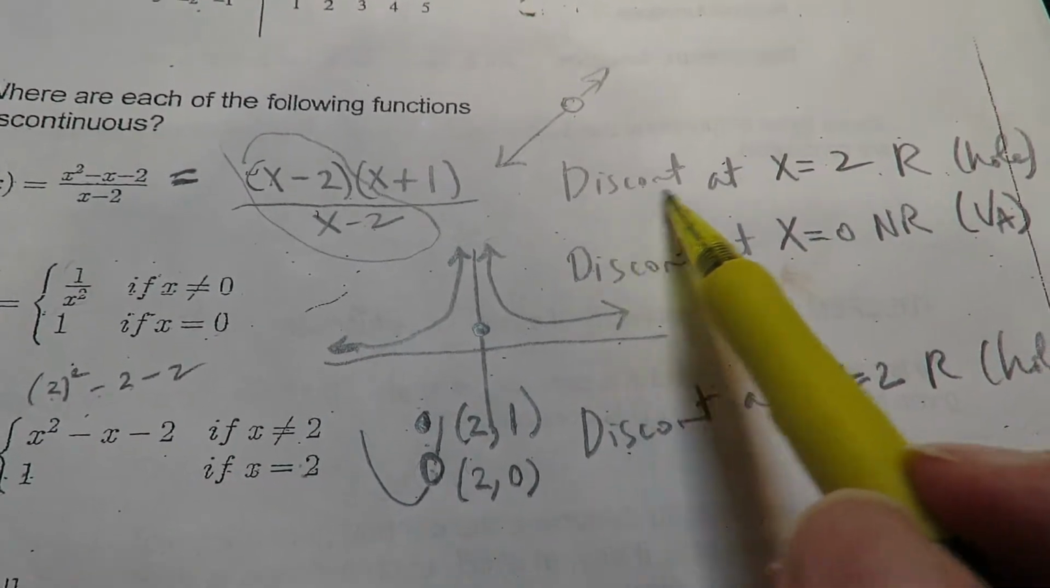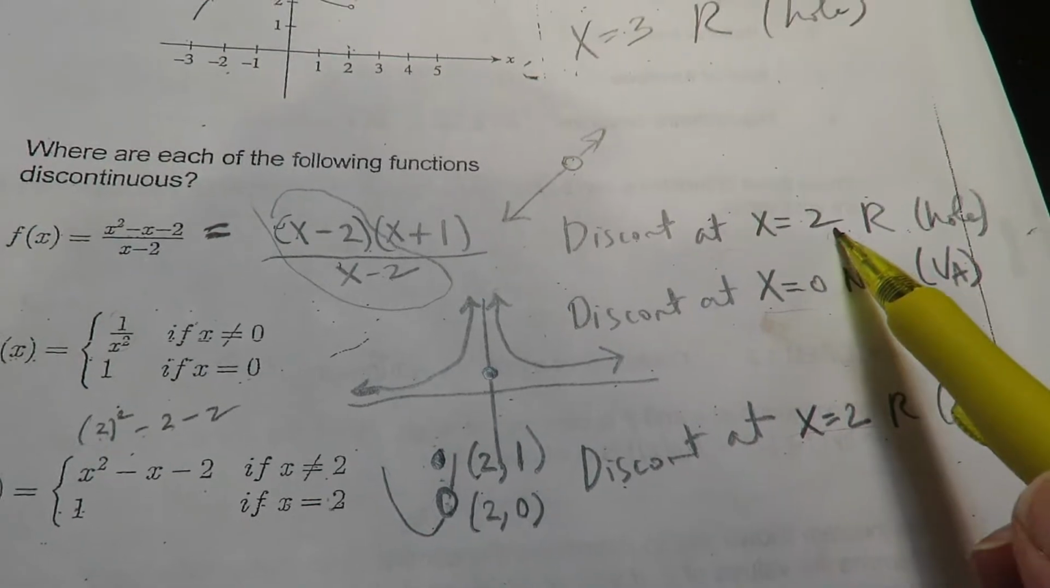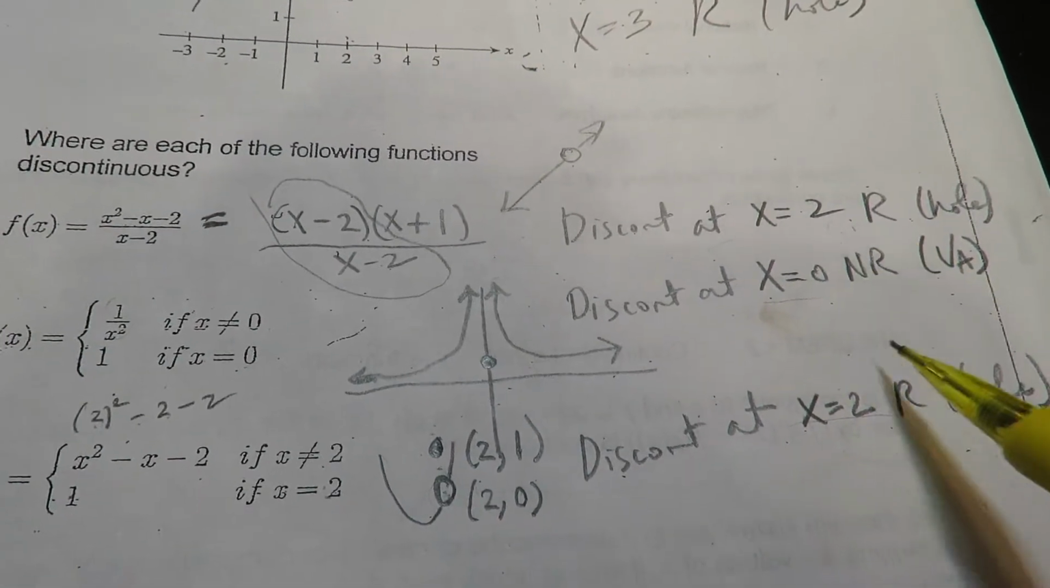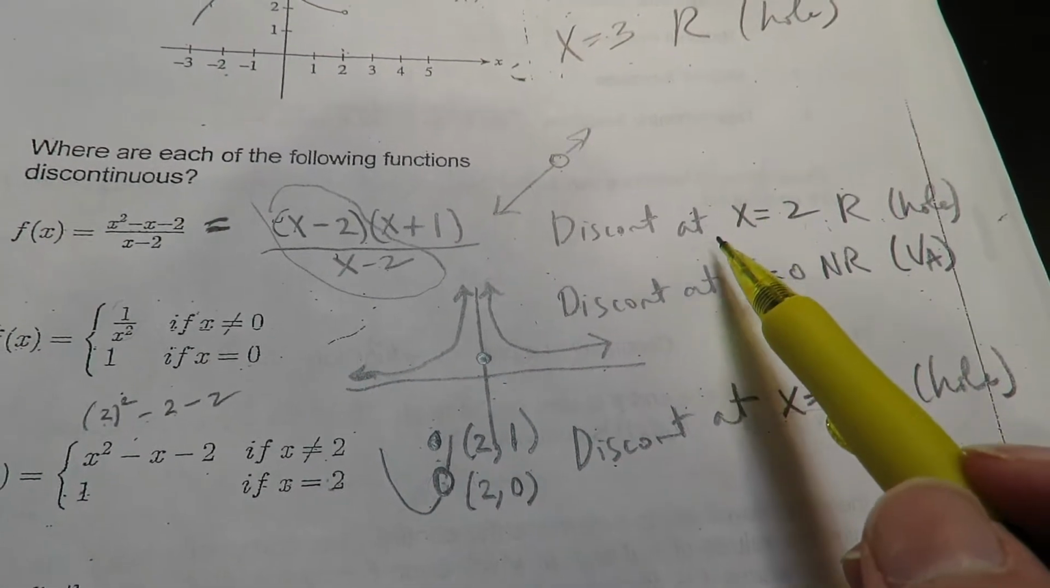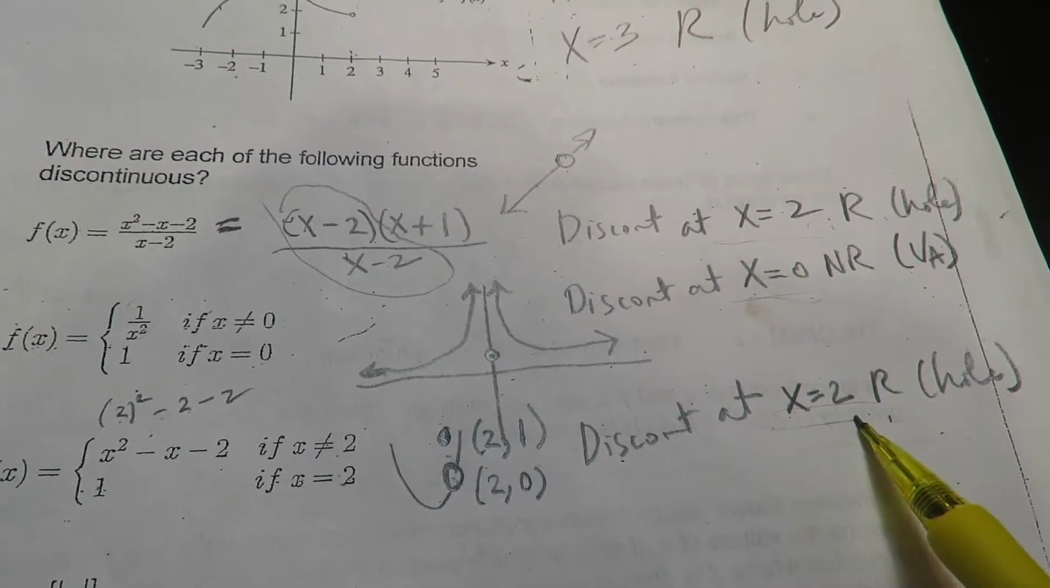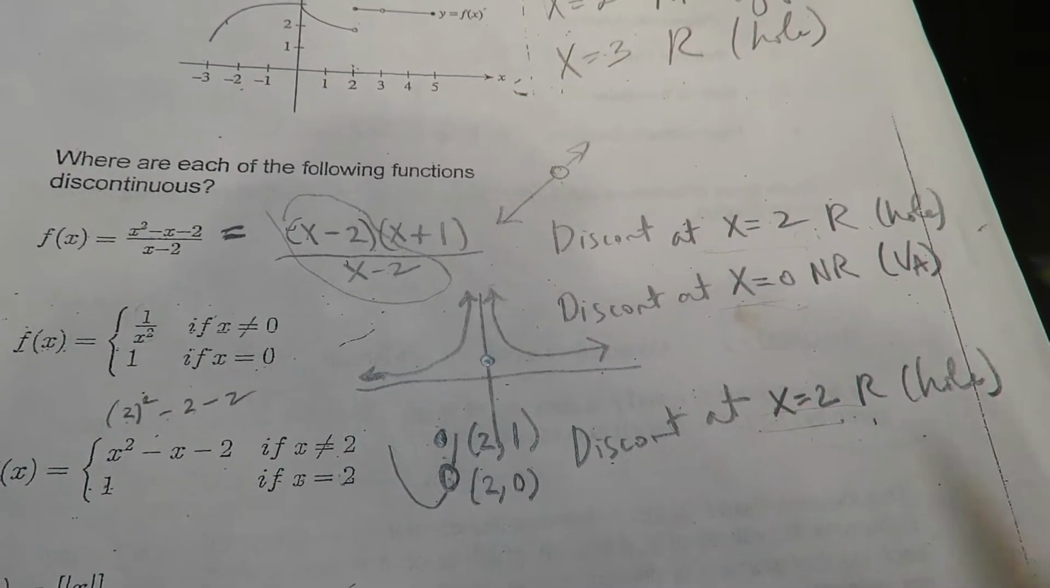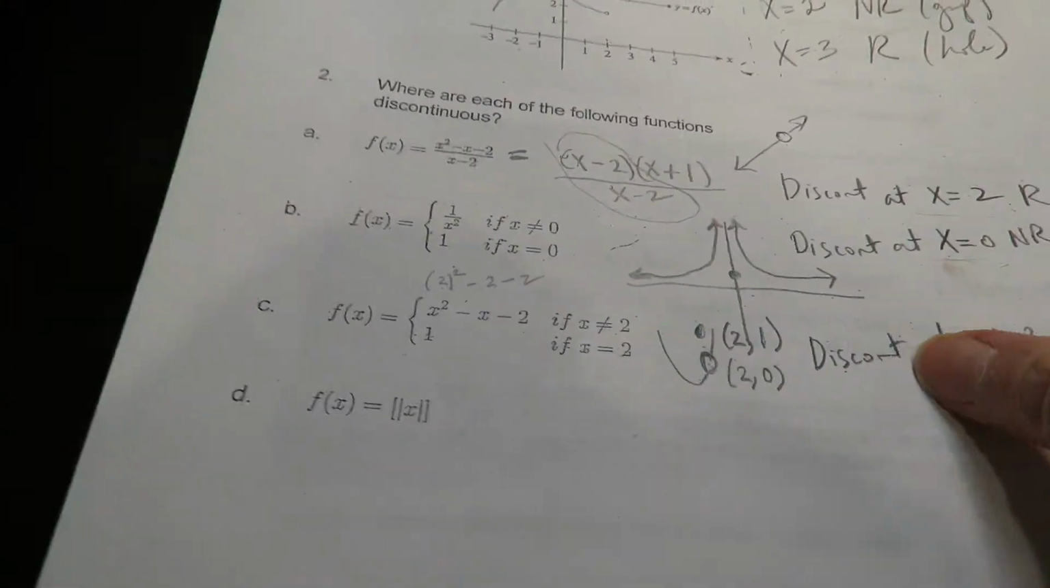I want to know that you can figure out where the problem is as well as what kind of problem it is, whether it's removable or non-removable, okay? But make sure on the test and the final you say where the issue is, where the VA is, where the gap is, where the hole is.